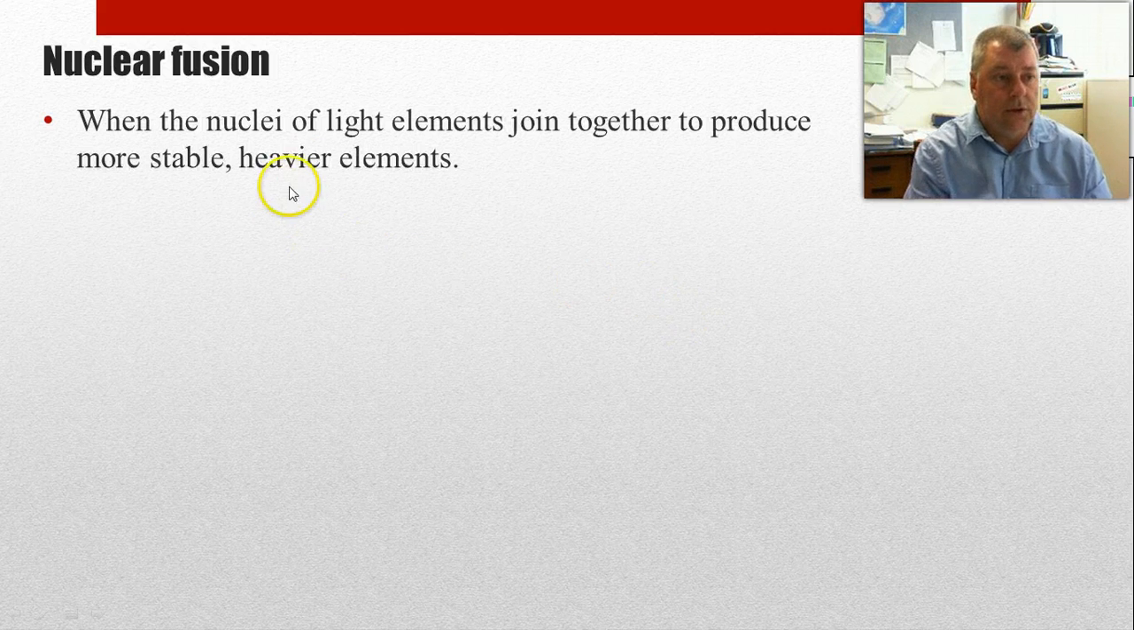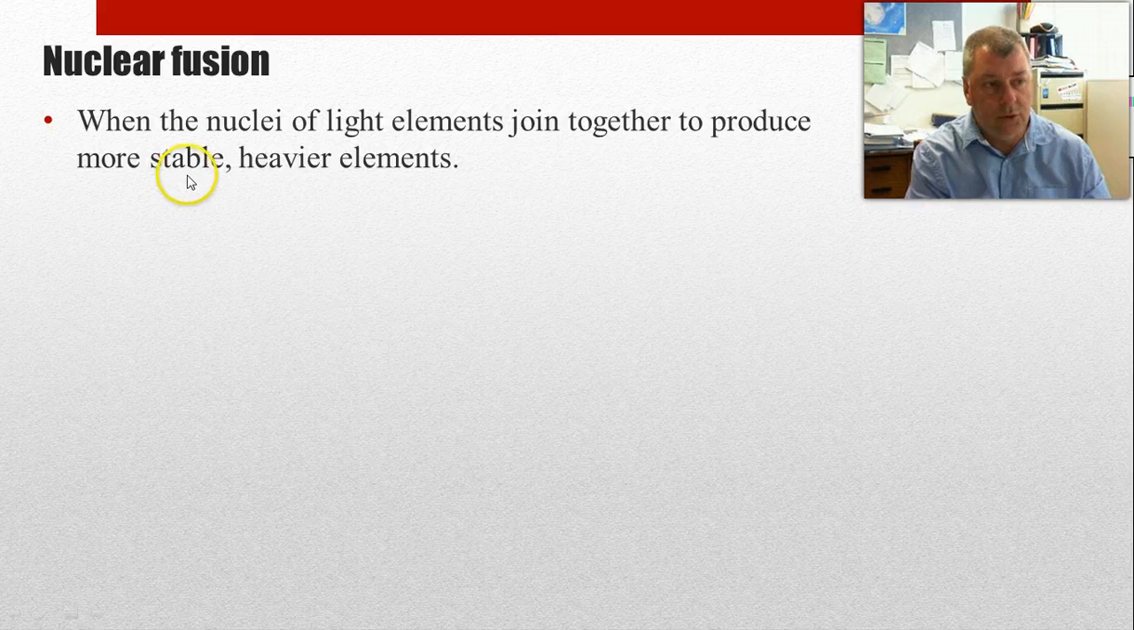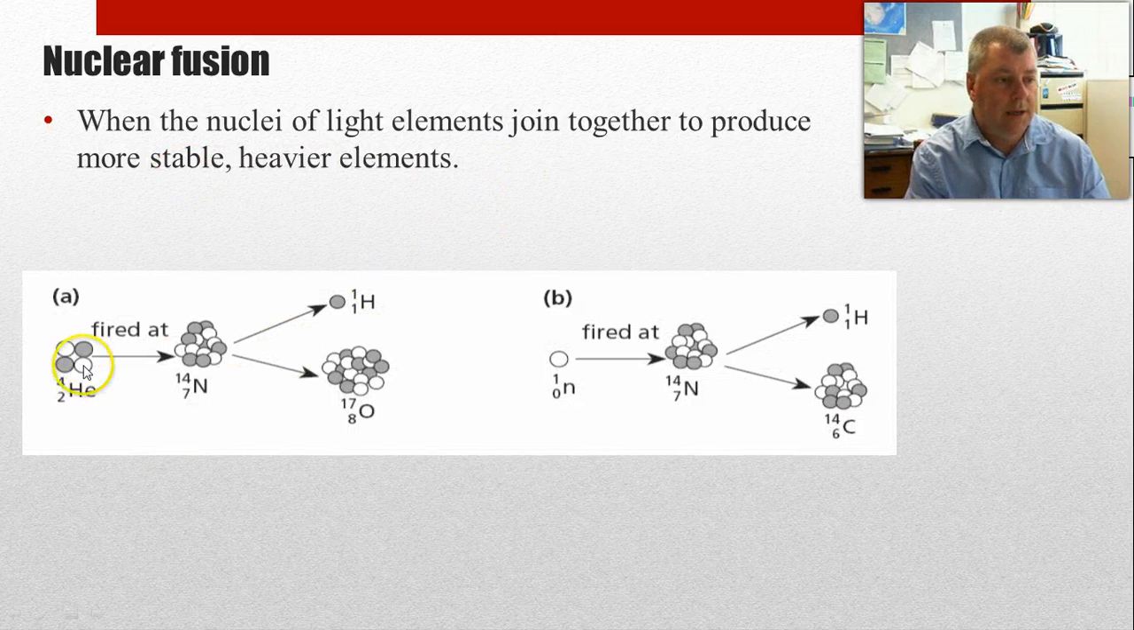Now fusion, however, is when lighter elements join together to produce more stable, heavier elements. And here we have helium hitting nitrogen-14, and you're getting oxygen plus a proton given off. A neutron bombarding nitrogen-14, and you can get carbon-14 as well. So it could be an alpha particle or a neutron fired at it in this case, and so that's an example of fusion, where you're joining things together to produce something heavier. But there are a lot of other examples of fusion as well, which we'll talk about shortly.